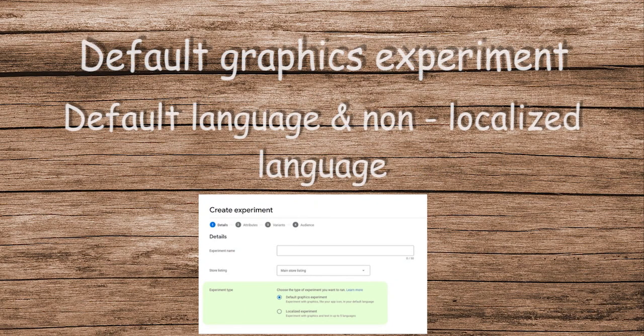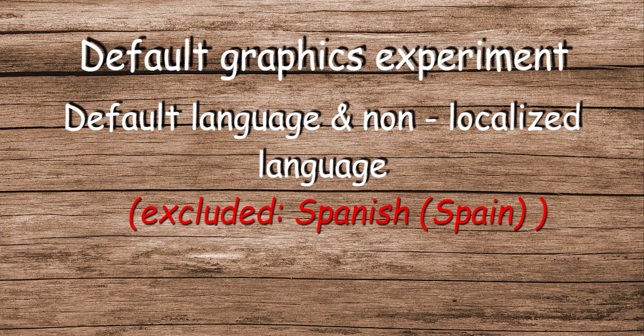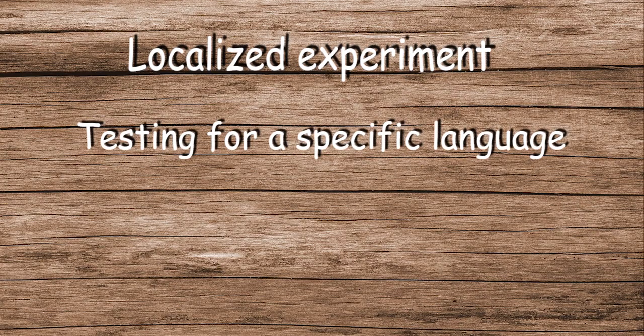If you perform a default graphics experiment, it will be presented in your default language, which is usually English, and in all the countries in which the tested element is not localized. For instance, if you localized your screenshots for Spanish in Spain, Spanish speakers in Spain won't participate in the default graphics experiment. And this is why you have the localized experiments.